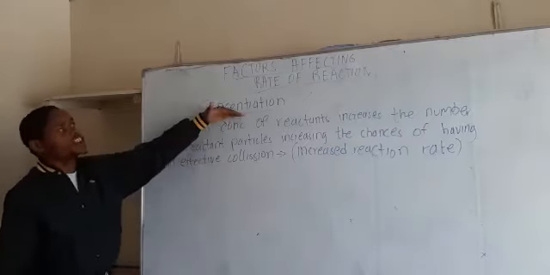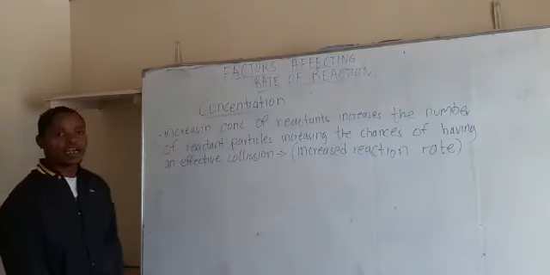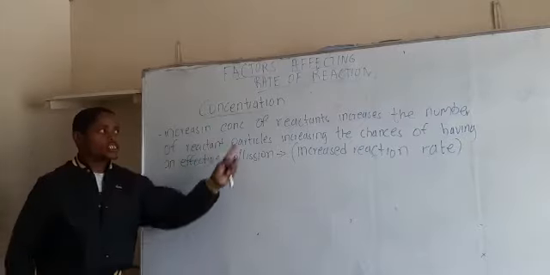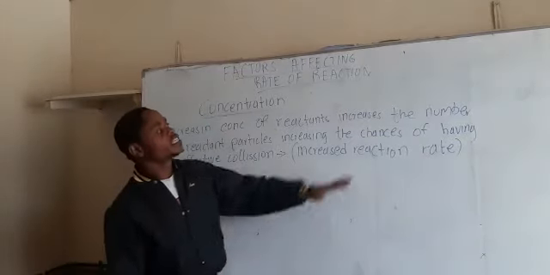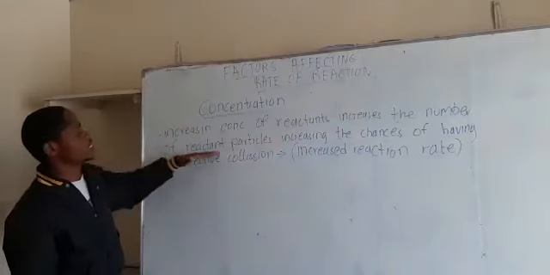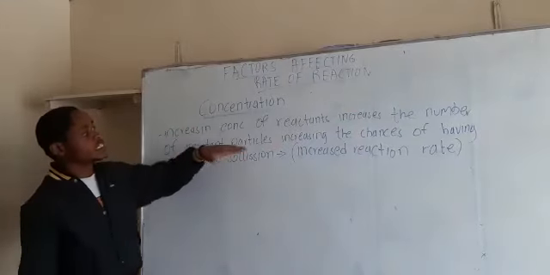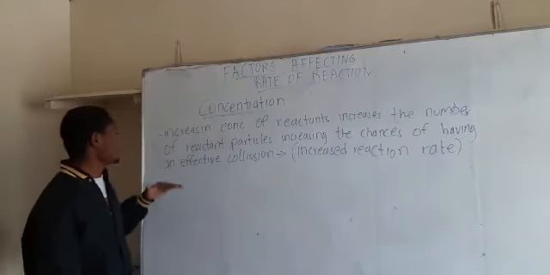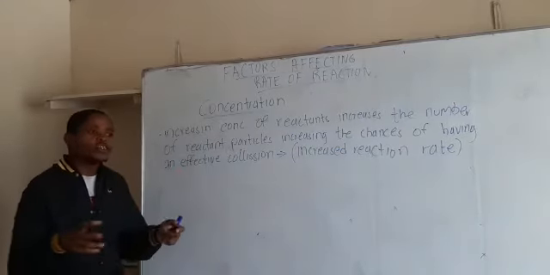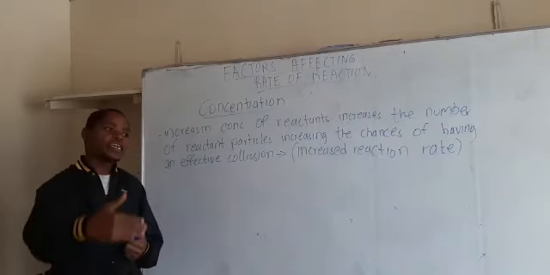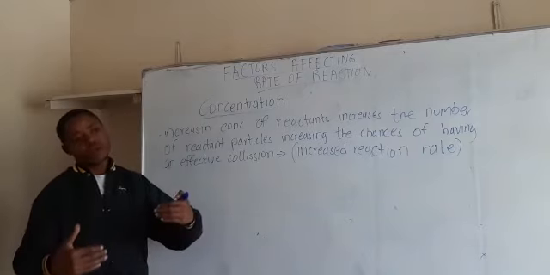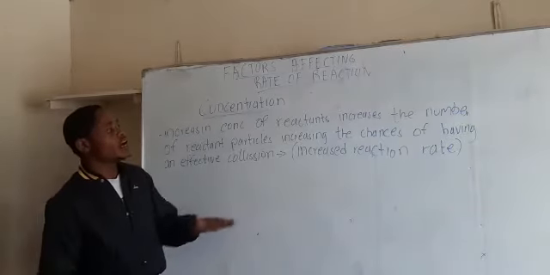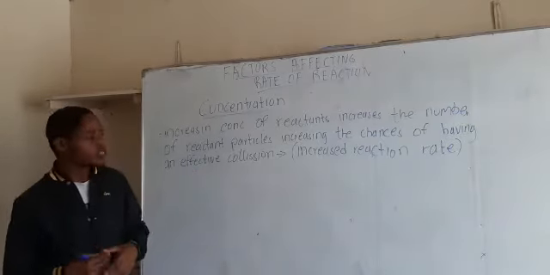So how does affecting the concentration of the reactant affect the rate of the reaction? Increasing the concentration of the reactants increases the number of the reactant particles, and hence it increases the chances of having an effective collision. So when you increase concentration, in short, you are adding more particles, and so the chances of having an effective collision increases.